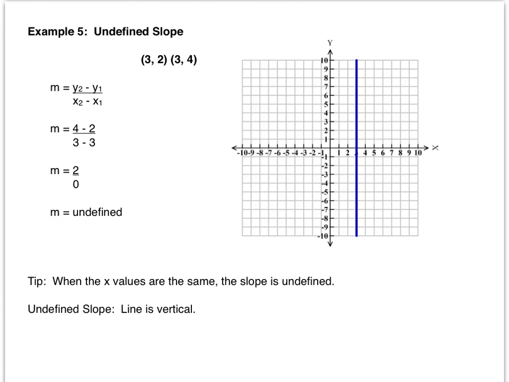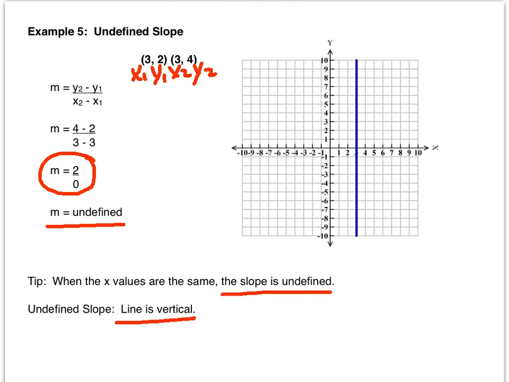In example 5, we'll look at undefined slopes. Once again, we have 2 points. We'll name x1, y1, x2, y2. We substitute the information into the formula, 4 minus 2 over 3 minus 3. 4 minus 2 is 2, 3 minus 3 is 0. Now you might recall from discussing fractions that you cannot have a 0 on the bottom of a fraction, no 0 in the denominator, so m is going to be undefined. One tip for you is when the x values are the same in your 2 points, the slope is going to be undefined and the line is going to be vertical.